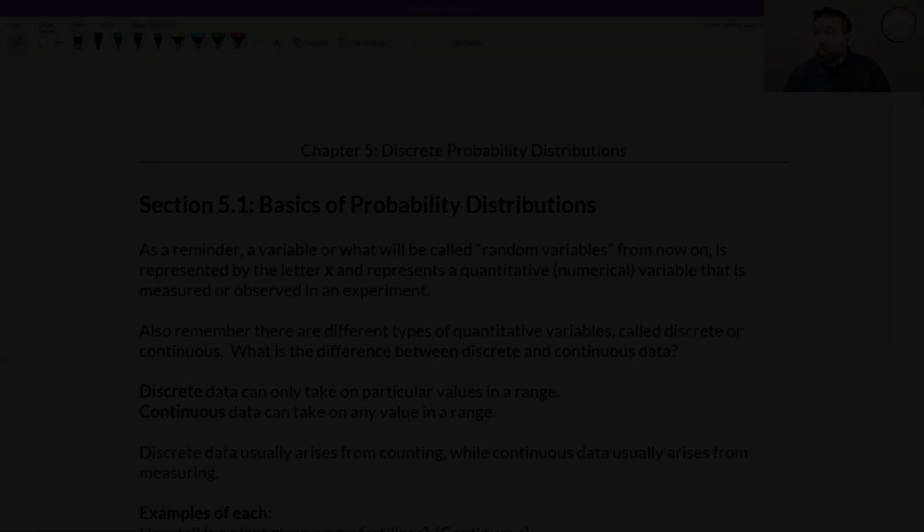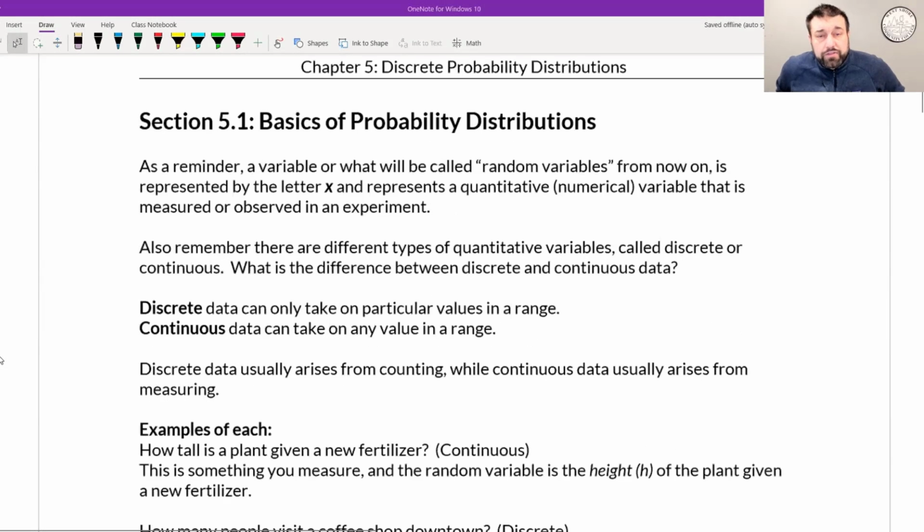This is 5.1, and this is the first major shift in the class. We are no longer talking about a big set of data points where you would copy and paste a table of data into a spreadsheet and find things like the mean, the median, the mode, the interquartile range, outliers, all that kind of stuff. We're no longer dealing with a complete list of data. We're now talking about probability distributions.